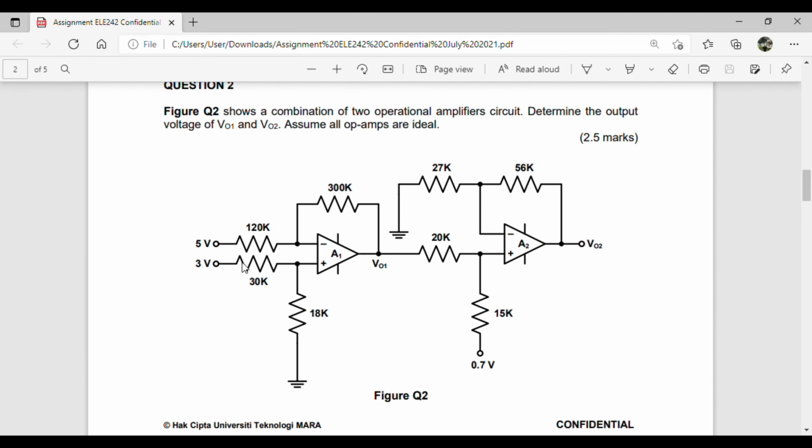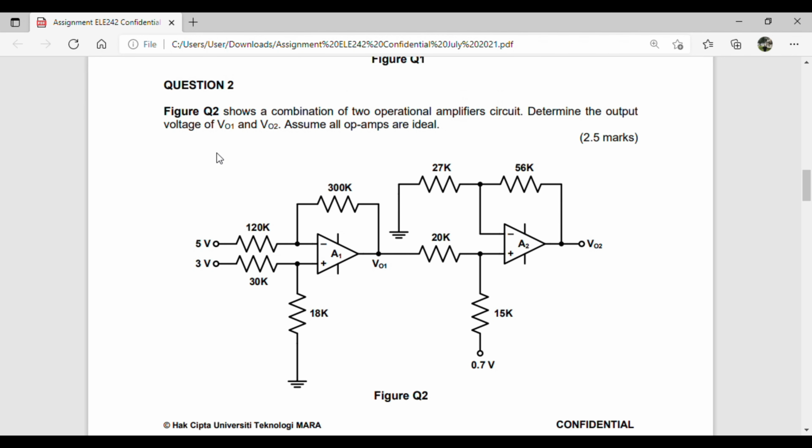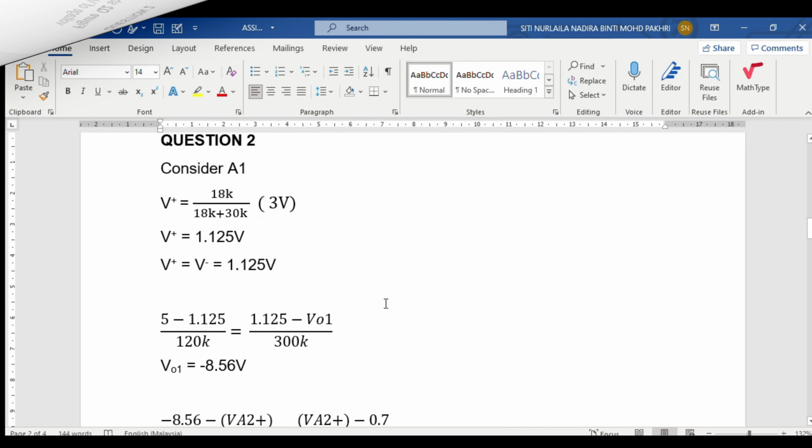So, for question 2, Figure Q2 shows a combination of two operational amplifier circuits. Determine the output voltages V01 and V02. Assume all op-amps are ideal. So this is the circuit for question 2, and we need to find the values for V01 and V02.